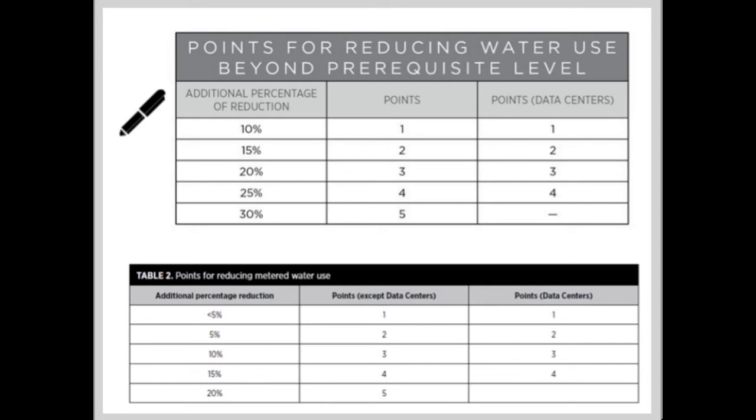The table below shows point distribution for reducing metered water use beyond the prerequisite using option 2, which starts with 1 point for less than 5% reduction, and so on until 20% reduction. One exemplary performance point is available for achieving either a minimum reduction of 35% using option 1 or a minimum reduction of 25% using option 2. Make sure you remember this.